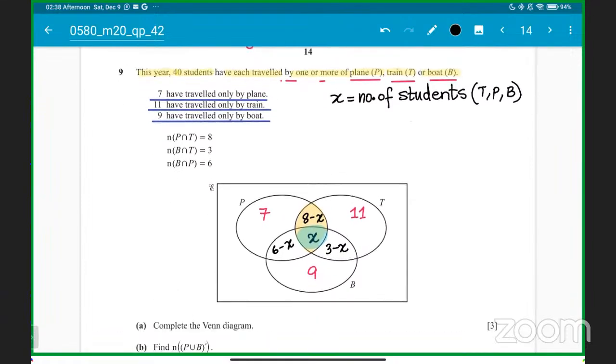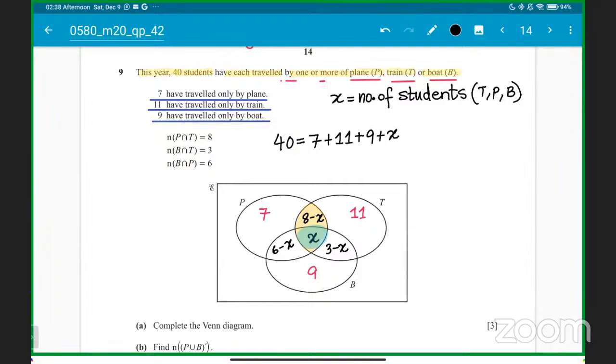We already know that the total number of students is 40. Out of them, 7 travel by plane only, 11 by train only, and 9 by boat only.